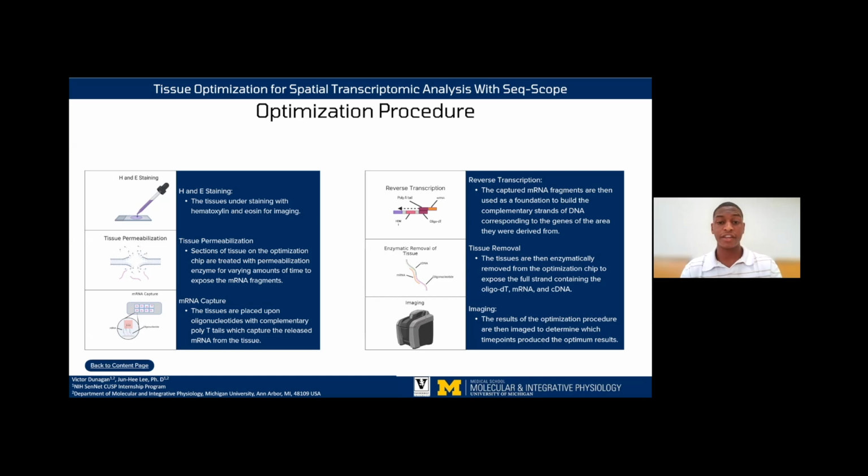And then after these tissues were permeabilized, the mRNAs were captured upon the oligonucleotides on the slide surface. And then these mRNAs were used for reverse transcription in order to obtain a complementary DNA strand. And after we had the full product, which was the oligonucleotide with the captured mRNA strand and the complementary DNA strand, we enzymatically removed the tissues from the slide surfaces and then imaged the results.